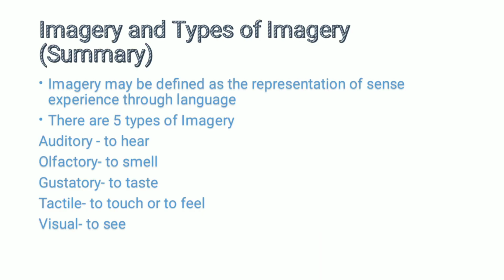Now, come to the summary of our lecture. In this lecture, we learn that imagery may be defined as the representation of sense experience through language. There are 5 types of imagery: auditory, which deals with hearing; olfactory, which deals with smell; gustatory, which deals with taste; tactile, which deals with touch or feel; visual, which deals with seeing. So, by using senses, the images which writer creates in our mind is known as imagery.